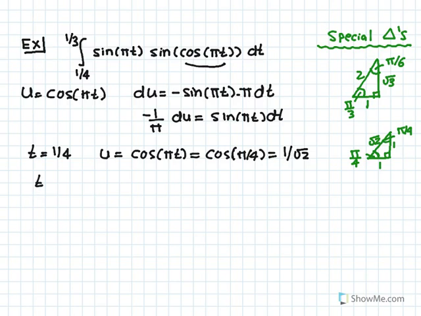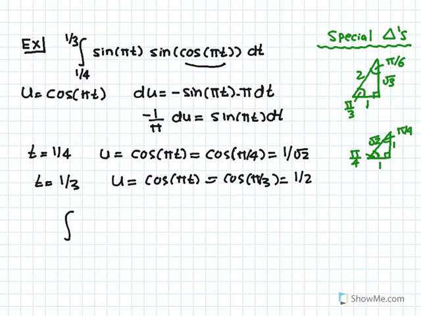Now put the upper t limit in, t equals 1/3. Plug it into u and get the corresponding u limit. Cosine pi t, plug in t equals 1/3. That gives us cosine of pi over 3. Cos of pi over 3, using the triangle above, is going to be adjacent over hypotenuse. That's 1/2.